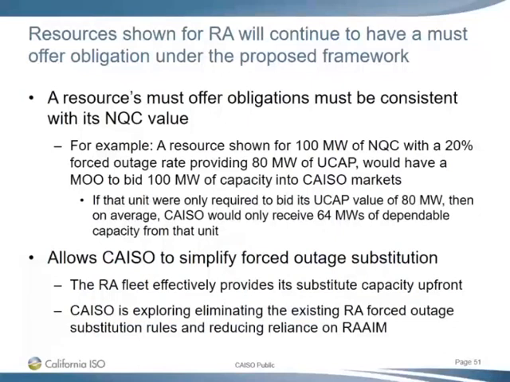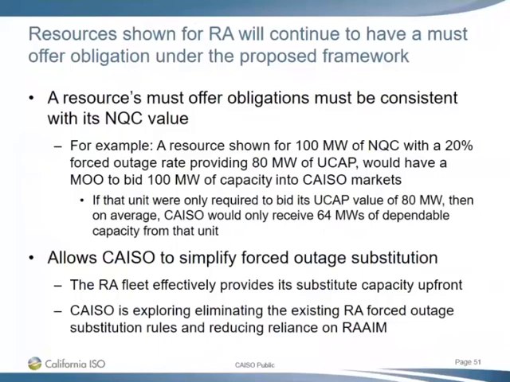Resources shown for RA will continue to have a must-offer obligation under our proposed framework. We've talked about this a little bit already, but under the UCAP framework, a resource's must-offer obligation must be consistent with the NQC value. So, for example, if a resource is shown for 100 megawatts of NQC with a 20% forced outage rate, it would be providing 80 megawatts of UCAP, but it would still have a must-offer obligation to bid 100 megawatts of capacity into the CAISO market.